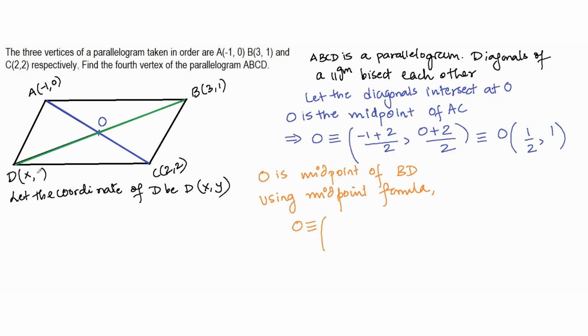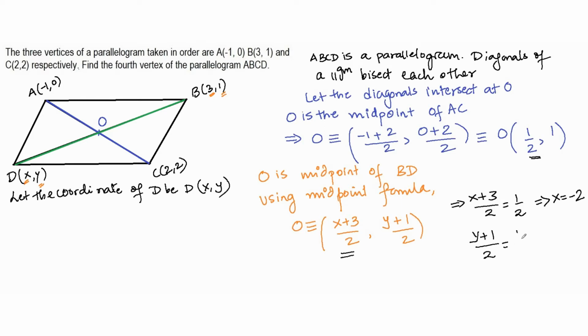So this is going to be x, y. And therefore, the coordinates of O are going to be x plus 3 by 2, where I have taken the sum of the x coordinates of D and B, and y plus 1 by 2, where I have taken the y coordinates of D and B. Now I know that the x coordinate of O is half. So x plus 3 by 2 should be equal to half, which implies x is equal to -2. And y plus 1 by 2 should be equal to 1, which implies y is equal to 1.